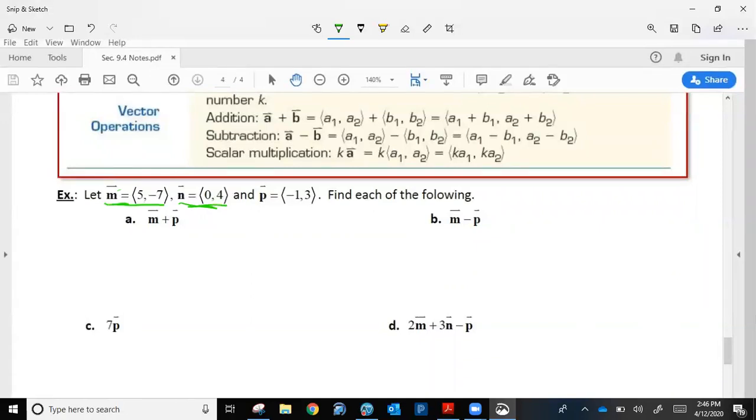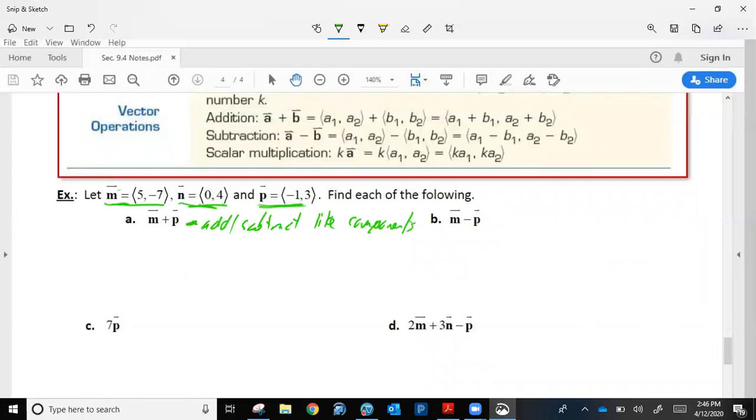Vector N, again, that's a vector because of the symbols around the 0 and the 4, and then vector P is -1, 3 because of the symbols around the -1 and the 3. They're not a traditional parenthesis. M plus P, we just add or subtract like components.